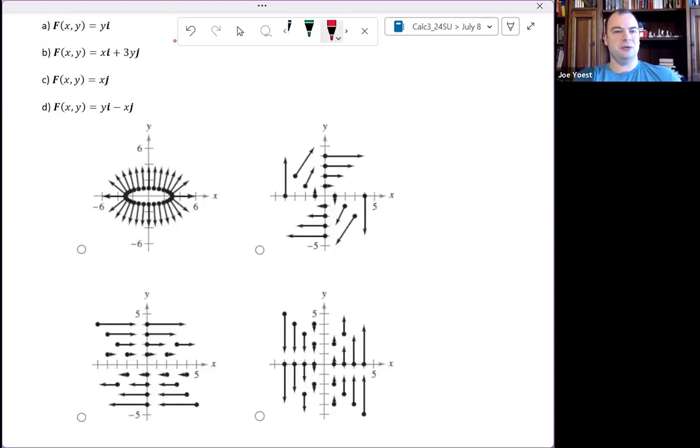So f of (x, y) equals y. Remember, f is taking 2 variables as input. It's taking a point in R2 as input, and it's giving out a 2-component vector.